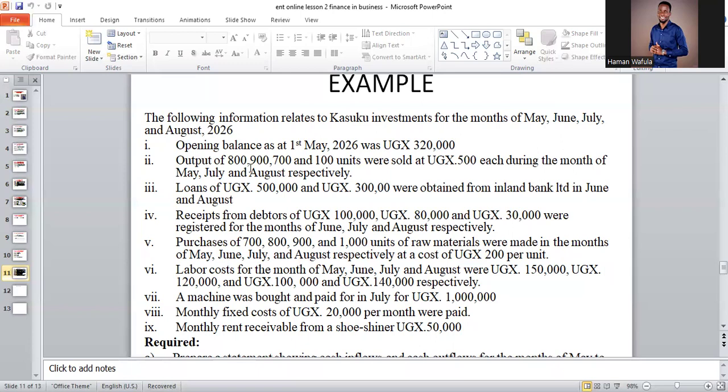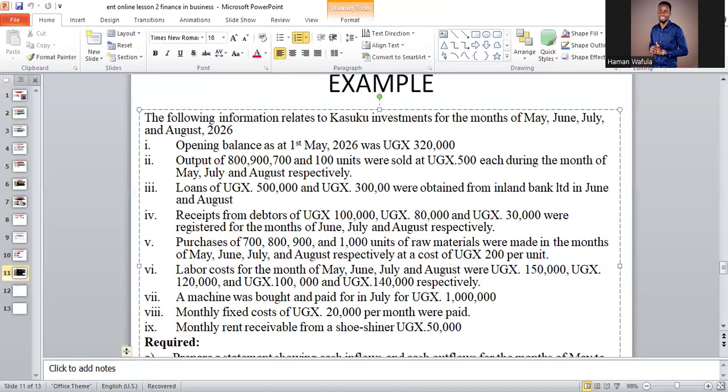When you look at output, these are things that were sold. They have given us the units and how much each unit was sold for. So those are also inflows. A loan is an inflow. Receiving the loan itself is an inflow, but paying back the loan is an outflow. Even the interest on that loan is also an outflow.